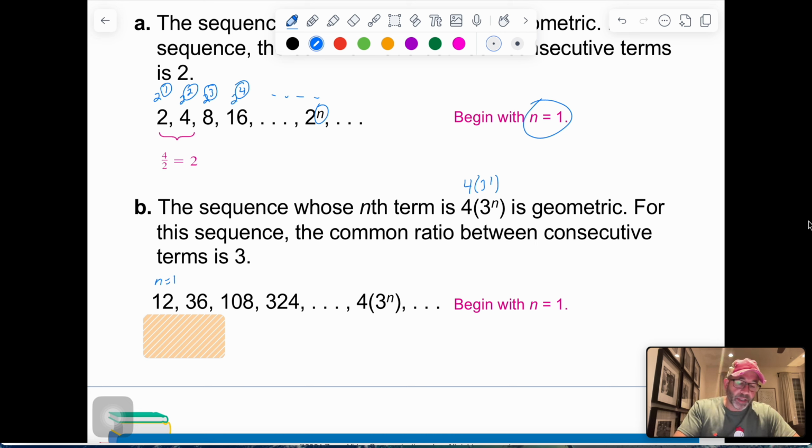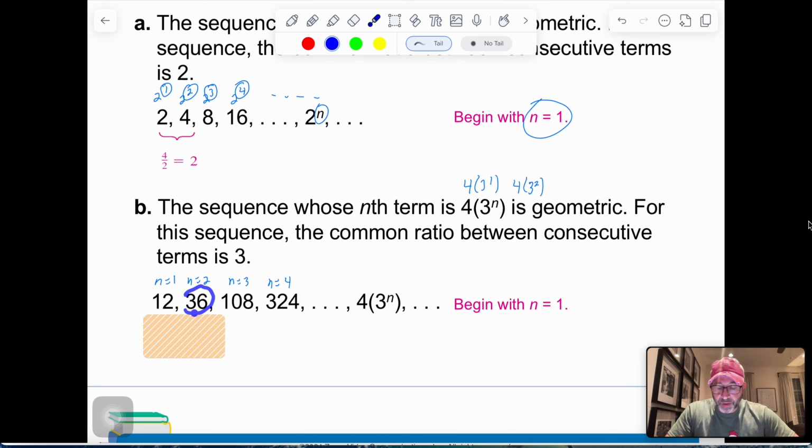If I do the same thing and I go 4 times 3 to the second power, this is going to be 3 times 3, which is 9. 9 times 4 is 36. So this is n is equal to 2. And I can continue this, n is equal to 3, n is equal to 4, and then this goes on forever. What's the common ratio?